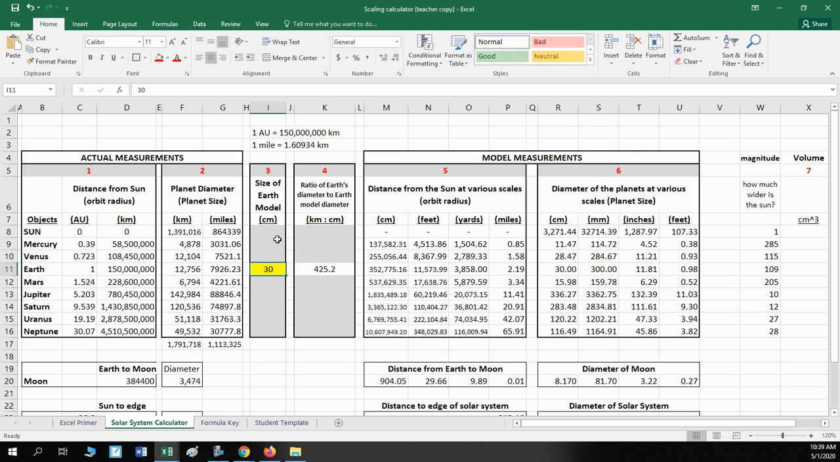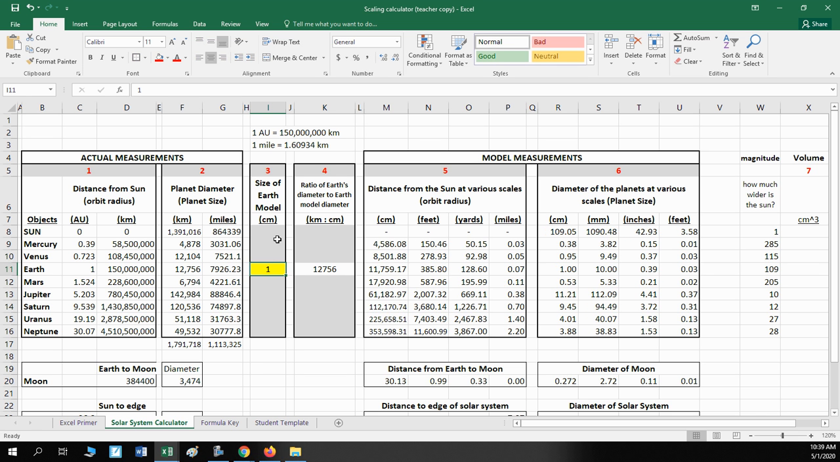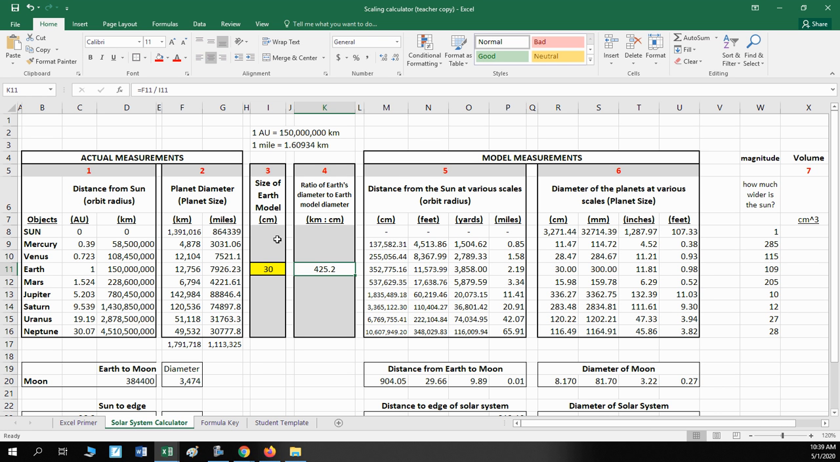If we were to make this even smaller, if we were to make this 1 centimeter, then our ratio would be even bigger. So let's go back to the size of a globe. When you input the size of the globe, all of your model measurements get updated using this ratio.